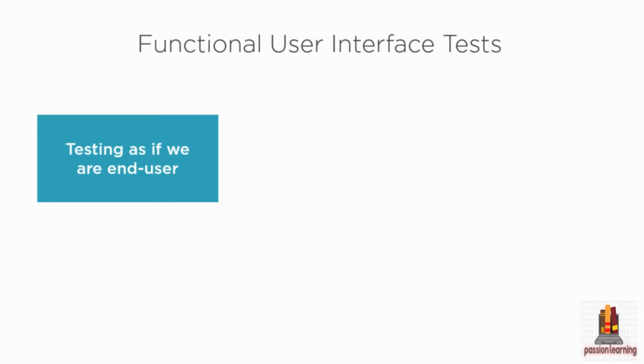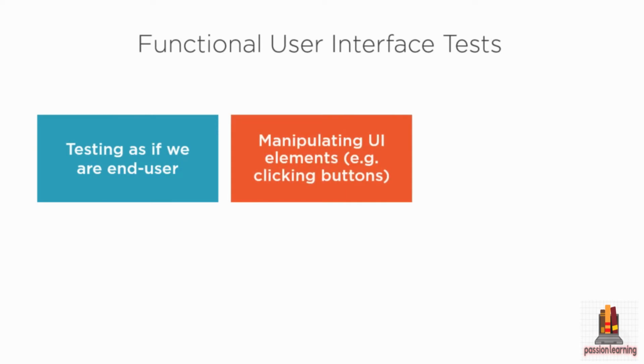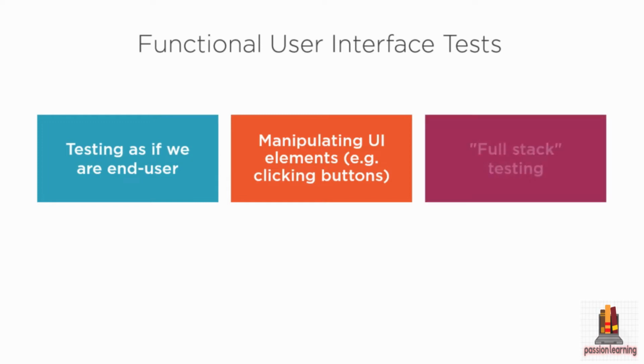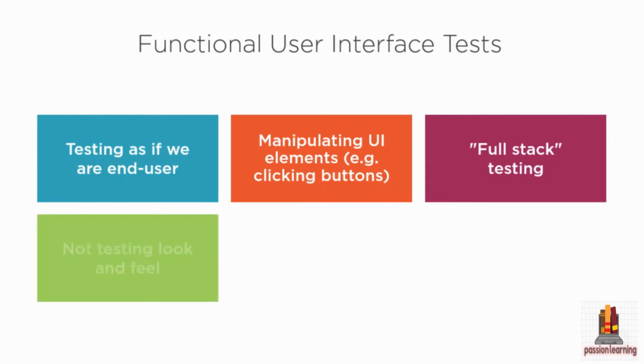So with functional UI tests, we're testing as if we were the end user interacting with the application. This means we can be manipulating UI elements, such as typing text into text boxes and clicking buttons in the UI. Sometimes this is known as full stack testing because we're testing right from a button click down to the database. One thing to bear in mind with functional user interface tests is we're testing the functionality of the system. We're not testing how the system looks or feels, so for example colors or fonts or design layout.